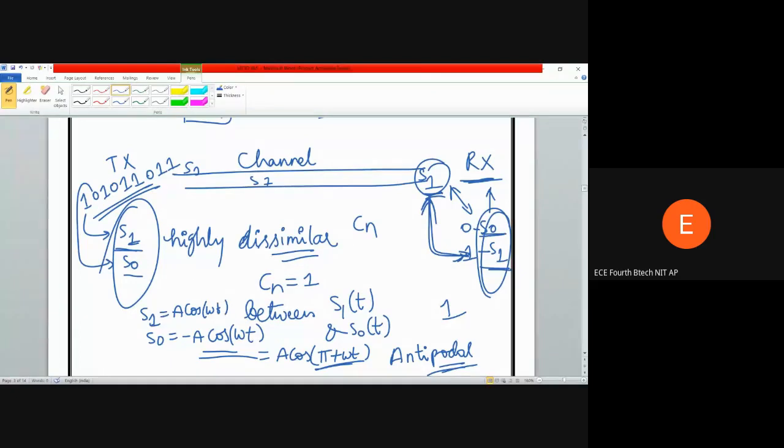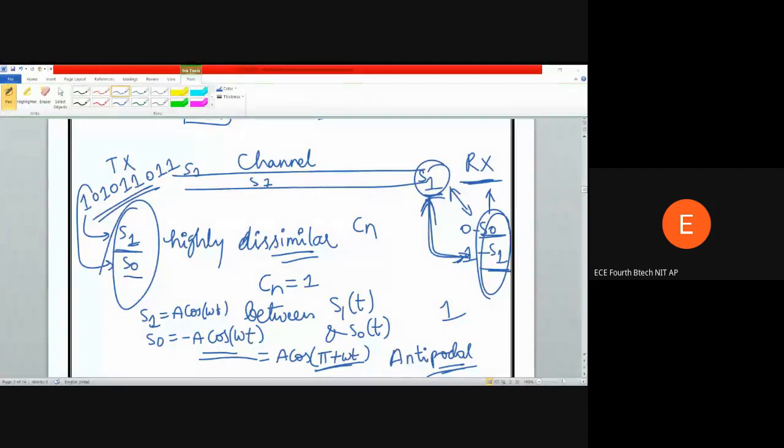Is there any other application where there is a need to calculate the similarity between two signals? Participants, please. Anyone, please answer.